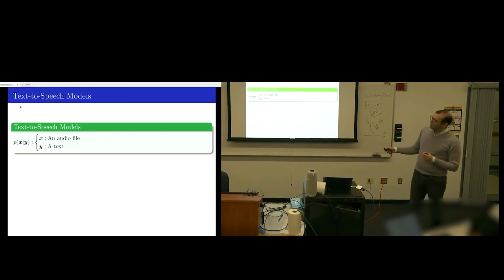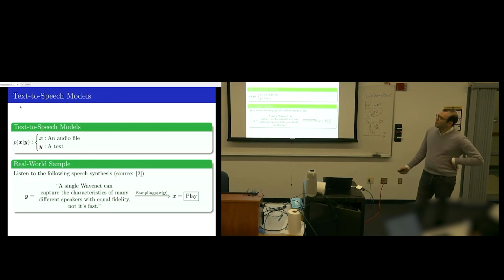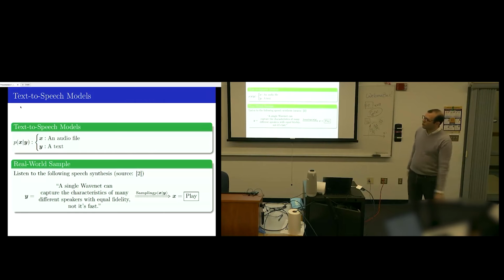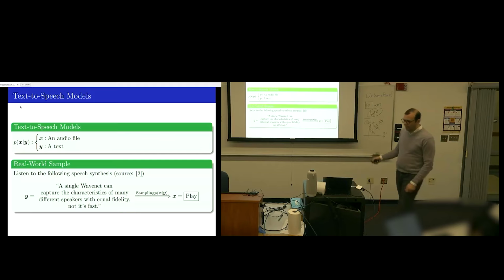Your input is a text, and you want to generate the audio file corresponding to that text. This is a conditional generative modeling task. Why? Because you have a high-dimensional random variable x, which is the audio file, given the high-dimensional text, because the text is also a high-dimensional random variable. So you have a conditional generative modeling, and you can see a sample of that here.